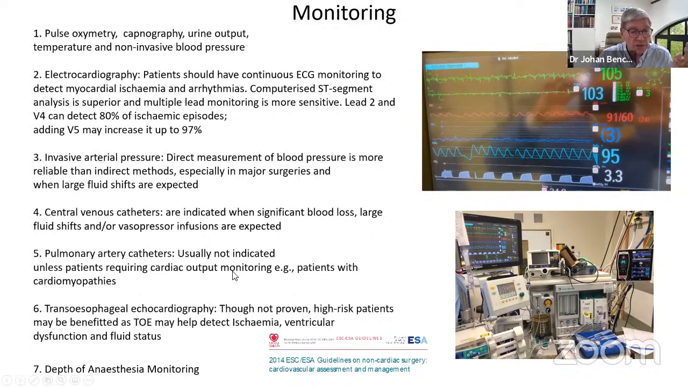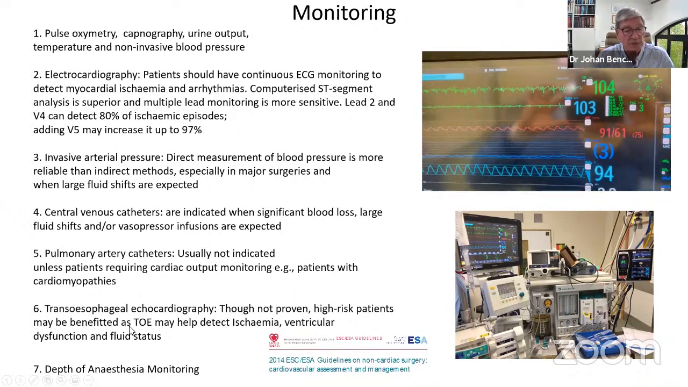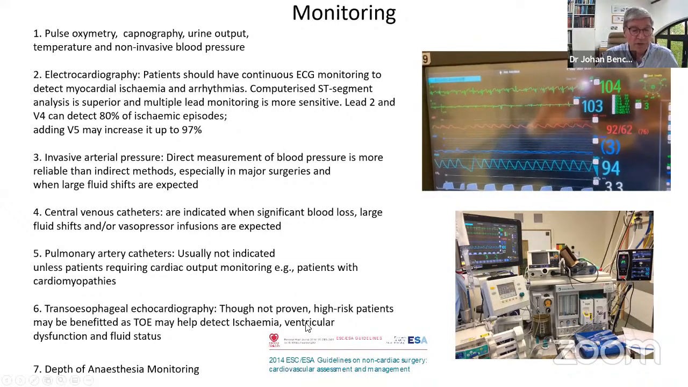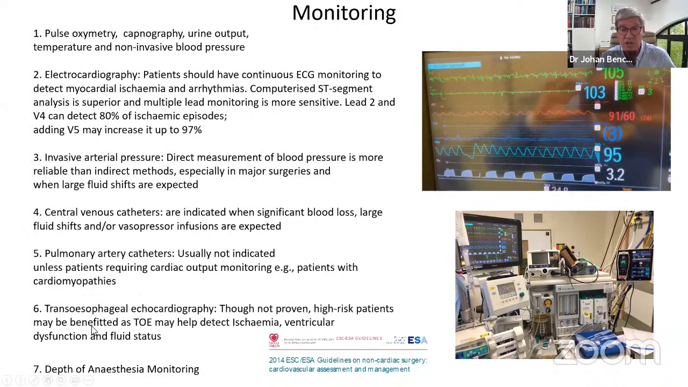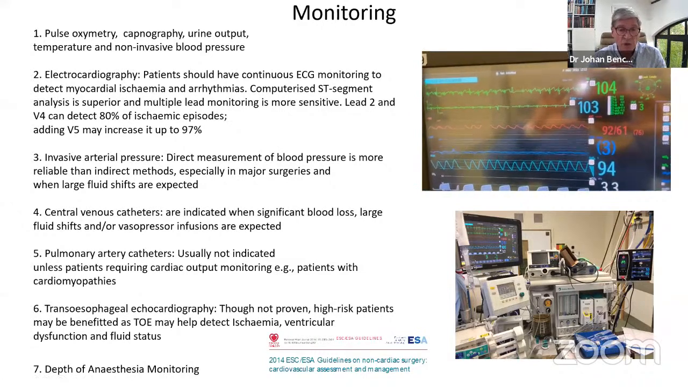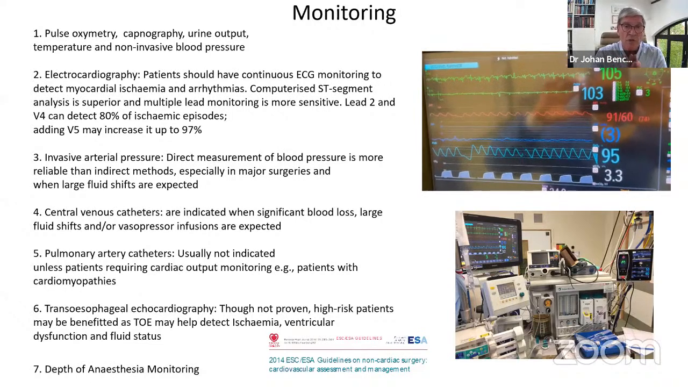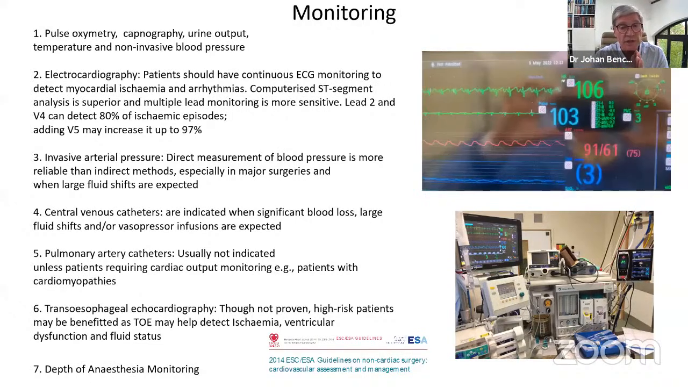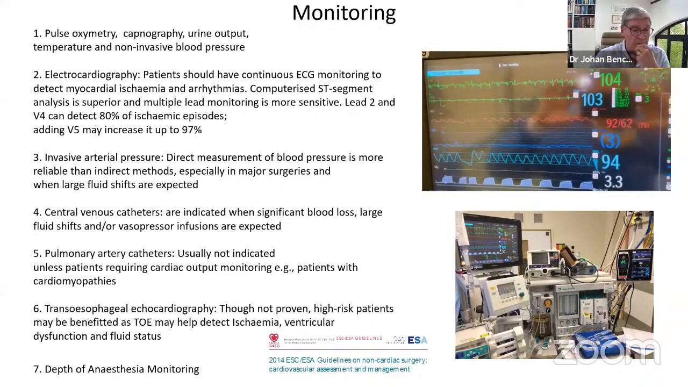Pulmonary artery catheters is usually not indicated unless the patients require cardiac output monitoring, for instance, the patients with cardiomyopathies. TOE, transesophageal echocardiography, though not proven, high-risk patients may benefit as TOE may help detect ischemia and ventricular dysfunction, especially diastolic dysfunction. Diastolic dysfunction is the thing that shows up before your troponins go up, before your ST segments go up. Your left ventricular end diastolic pressure will go up.